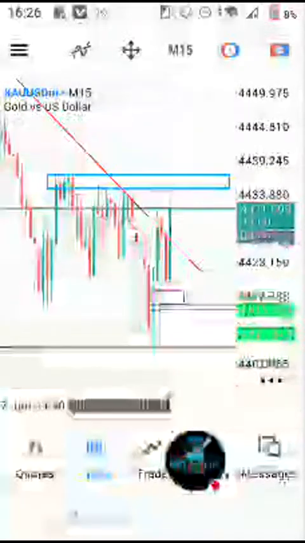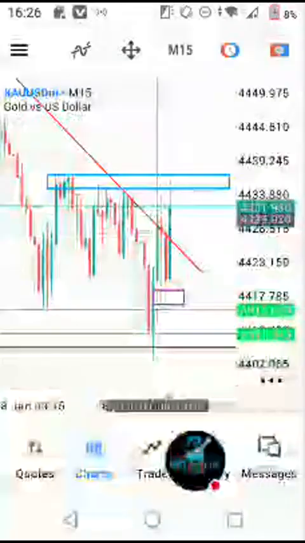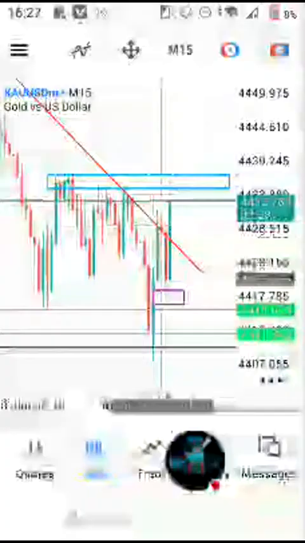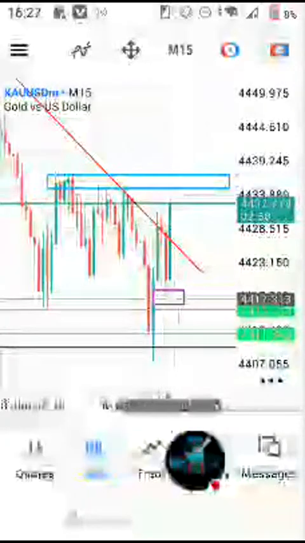But it fails here. Look here very well. Let me zoom in and you see. It comes back here and creates a lower high. I'm expecting it to go low and create a lower low, but it fails here. And this is the point whereby supply right here has flipped to demand. So this is a supply demand flip zone.